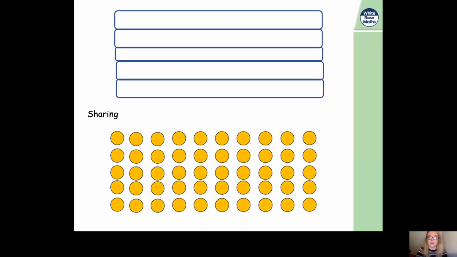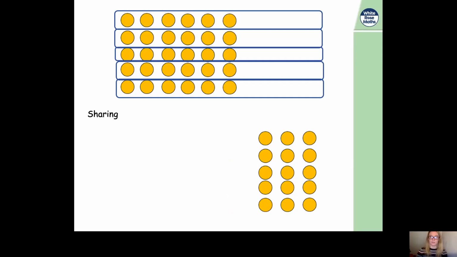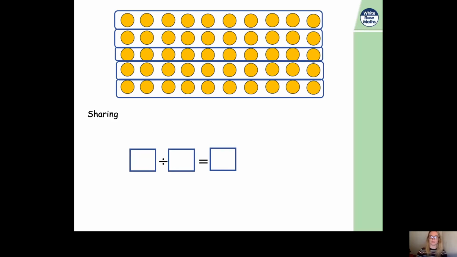Okay, year 2, so let's have a look. Let's start sharing out these counters. Each time I'm putting 1 in each group. There we go. Now what would our division number sentence be for this? Remember, we always start with how many counters there are in total. Did you manage to work that out? Fantastic, there are 50 counters in total. And we're going to divide them, we're going to share them into how many groups?